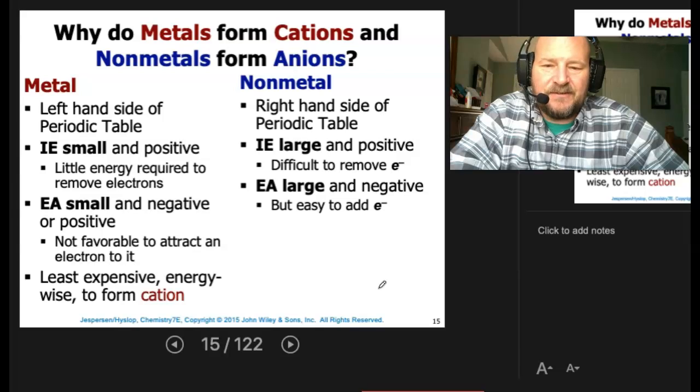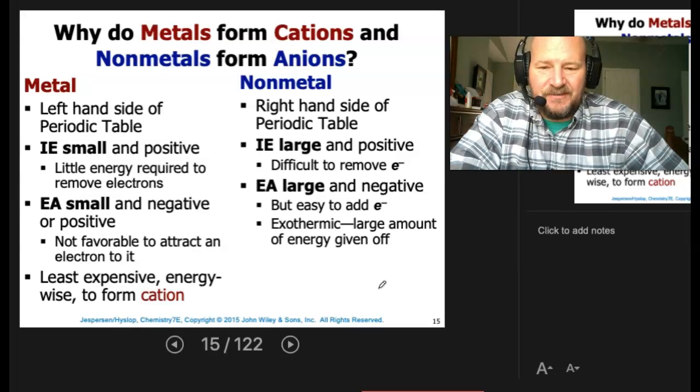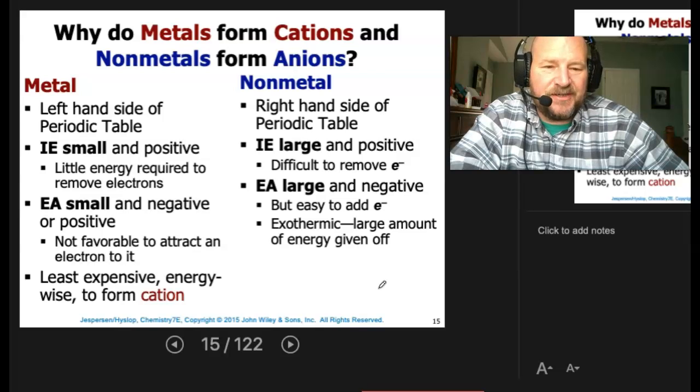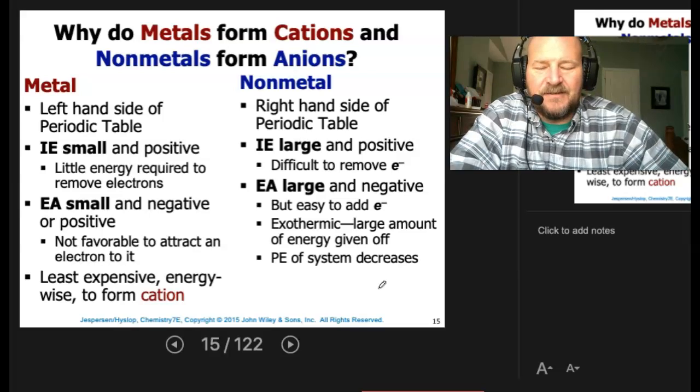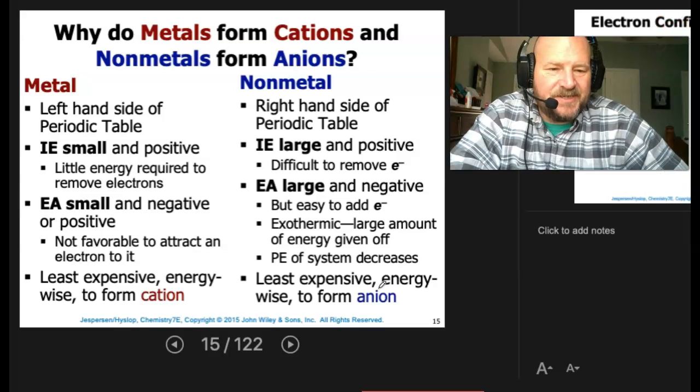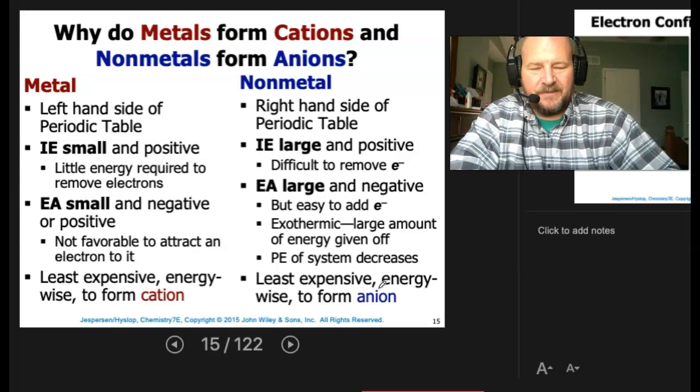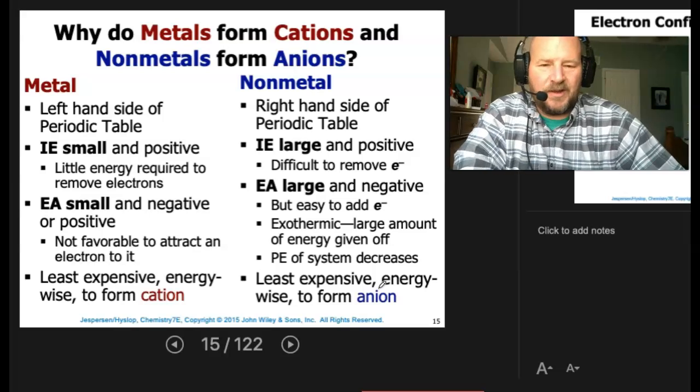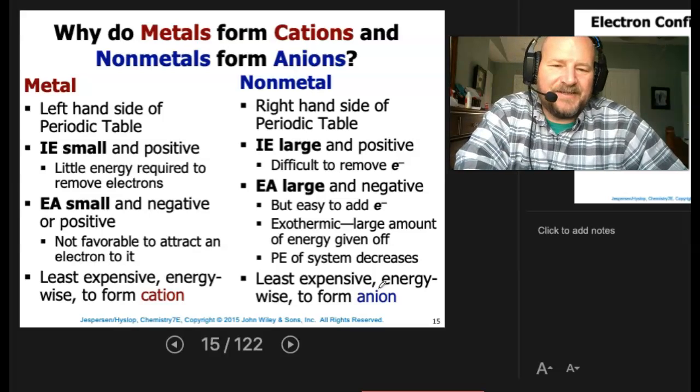The EA is large and negative, right? So it's electron affinity, EA. It wants to add the electron, and it's exothermic. It's going to be a large amount of energy given off when it gains an electron. So the potential energy of the system then will decrease. And of course, it's least expensive energy-wise to form an anion. And that's because it's hard to pull an electron out, easy to put an electron in.